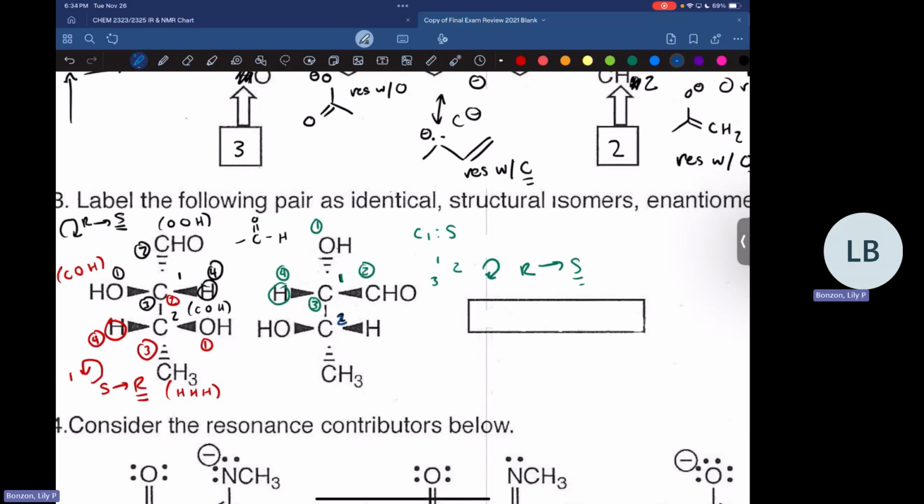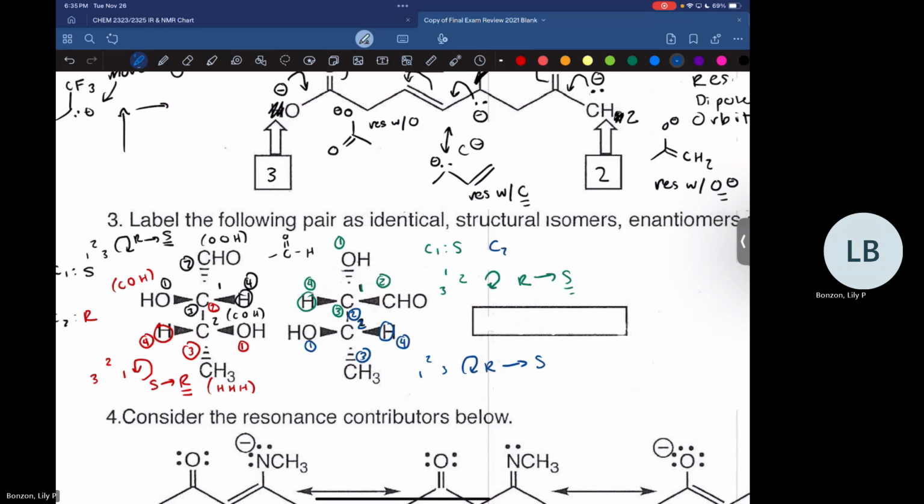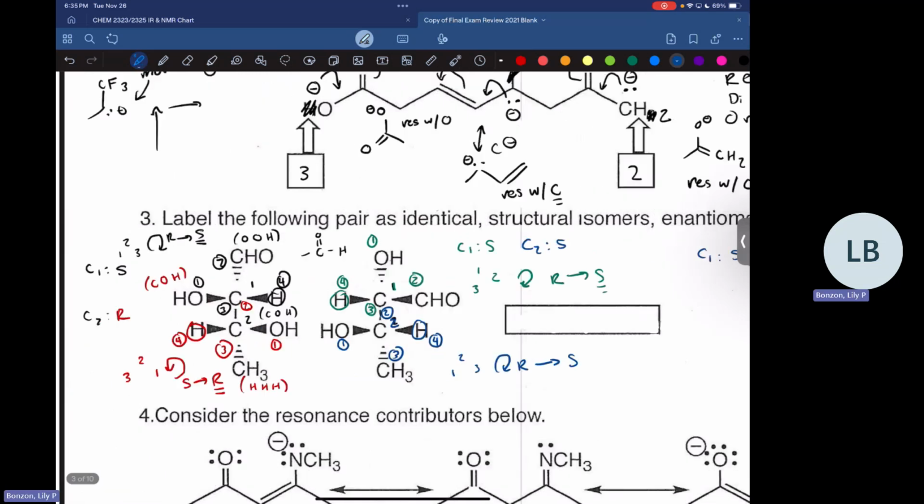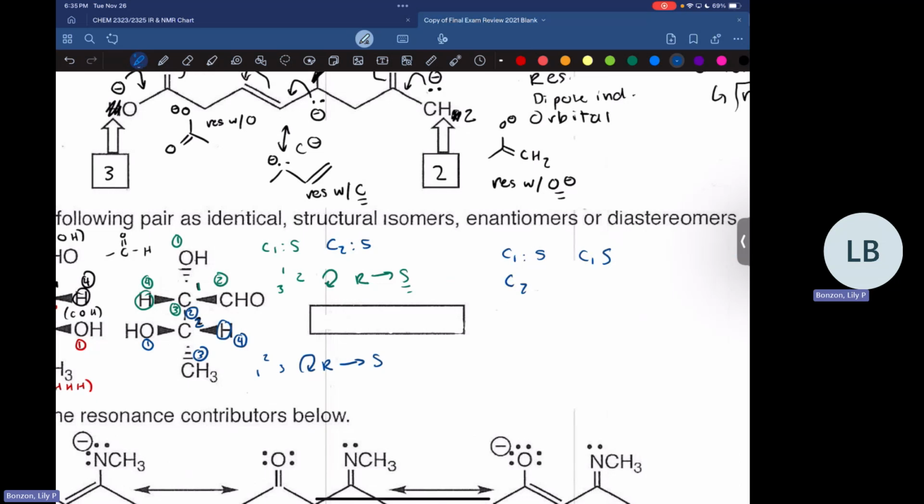And then carbon 2: oxygen highest, hydrogen lowest, group towards the top second, and the methyl group towards the bottom is third. We do our rotation, and we find that this one is going to be R. Our hydrogen is on a wedge, so we need to flip it. So this one's going to be S as well. So we went from C1 S to C1 S, and we went from C2 R to C2 S.